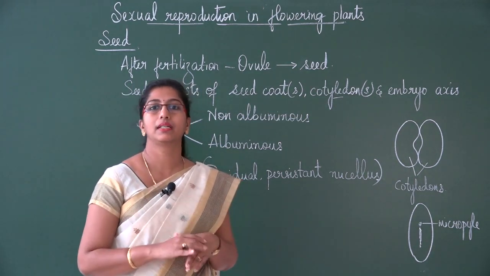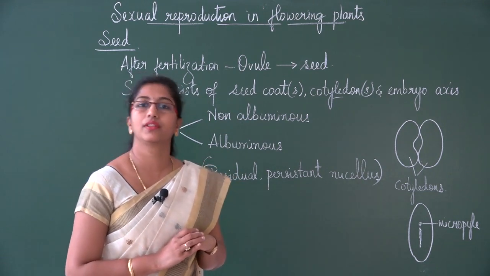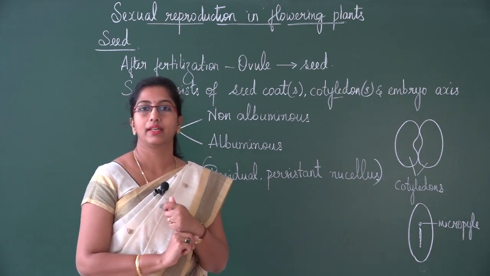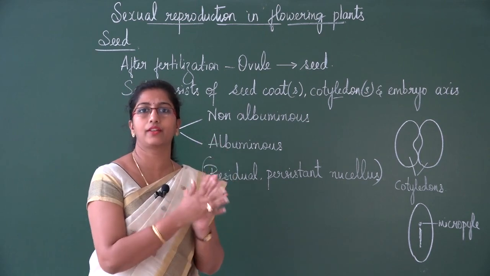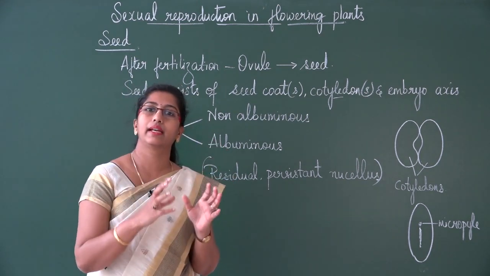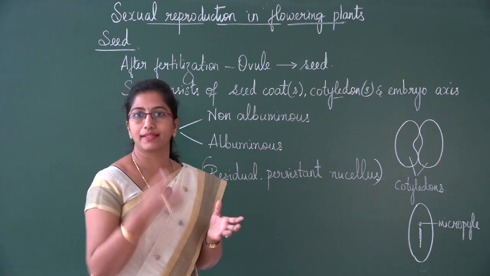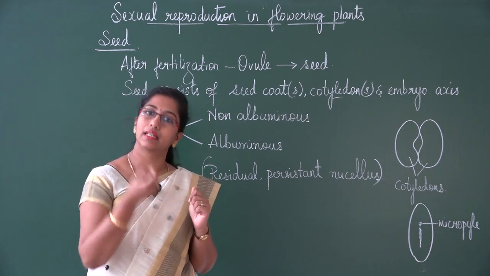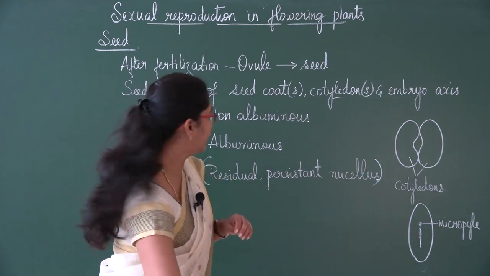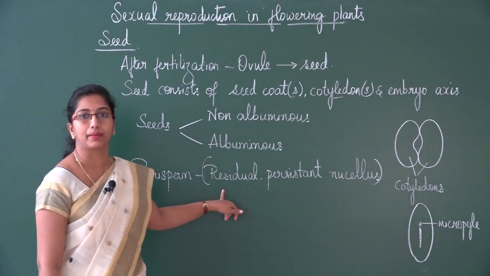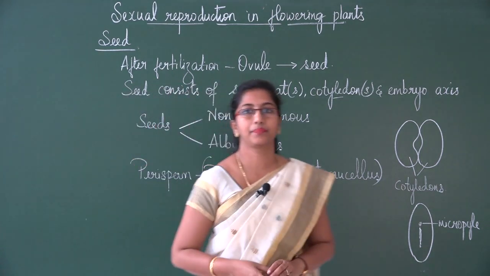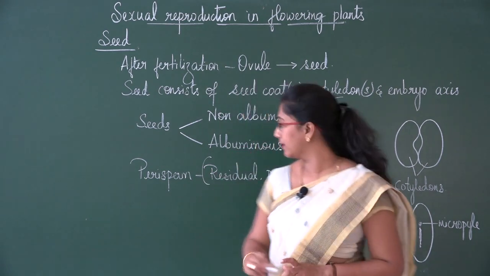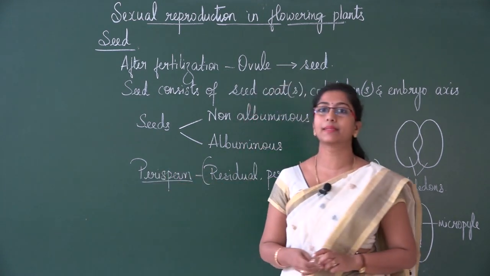Now, in some seeds, we will see that even the nucellus remains. You know nucellus, when we studied the structure of the anatropous ovule, if you just recall that structure, surrounding the ovule there was a tissue called nucellus. In some seeds you will see that part of the nucellus also remains. That type of seeds, for example pepper. In pepper we will see that even the nucellus is remaining, a part of it is retained, and this we call perisperm.